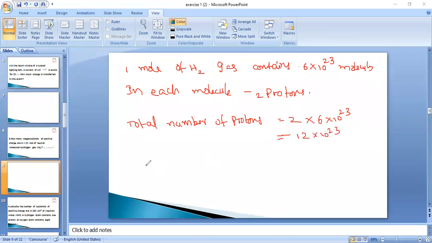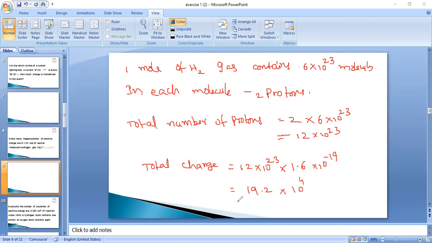But they're asking us not for the number of protons, they're asking us to calculate the total charge. Total charge is equal to total number of protons into the charge of each proton. The total number of protons is 12 × 10^23, into the charge of each proton, which all of us know is 1.6 × 10^-19. By multiplying these two, we get 19.2 × 10^4.